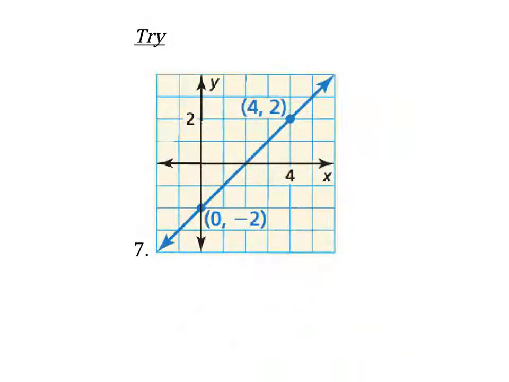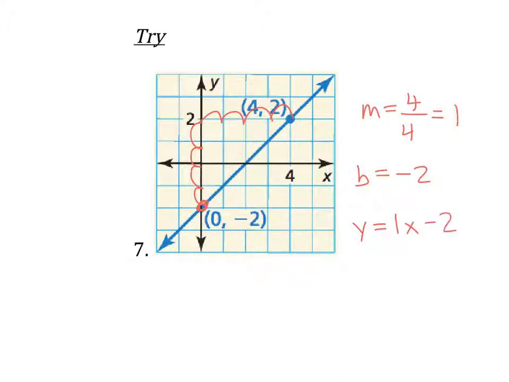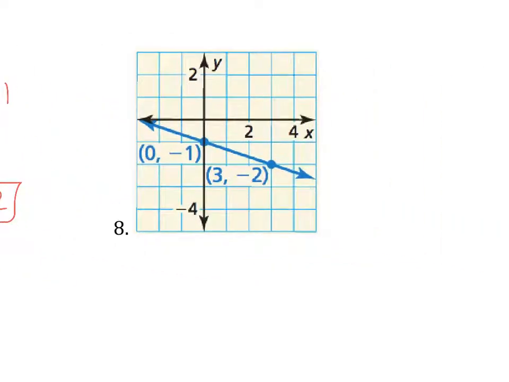All right, so on 7, I'm going up 1, 2, 3, 4, over 1, 2, 3, 4. So 4 over 4 reduces to just a slope of 1. My b, where it crosses the y-axis, is down 2, so that's a -2. So I have y = mx + b. So you can do plus a -2 or just -2. Either one works there. Okay, let's look at 8.